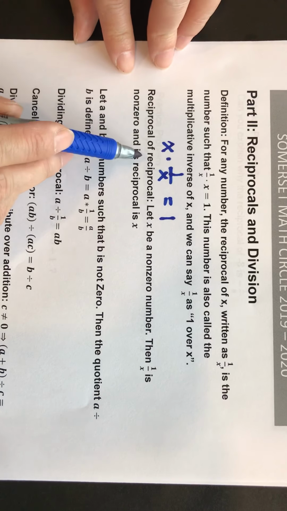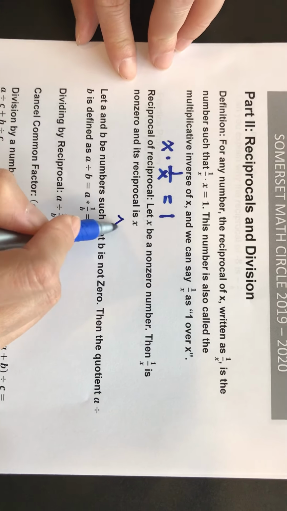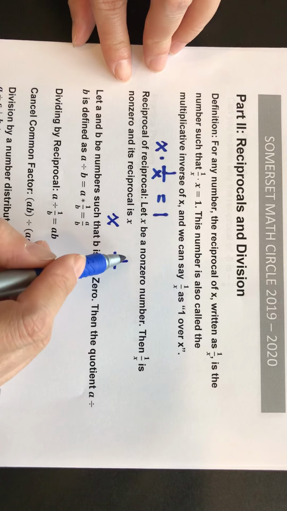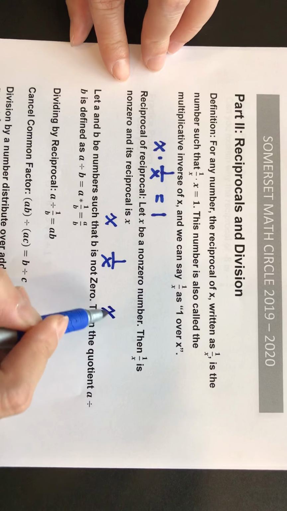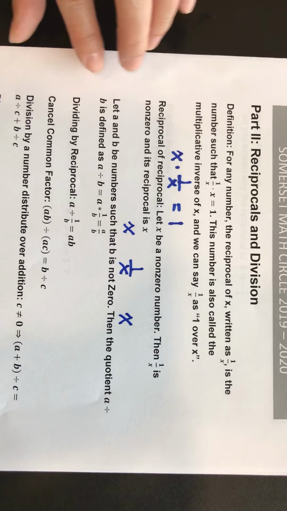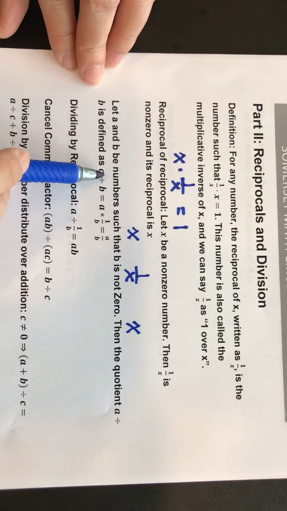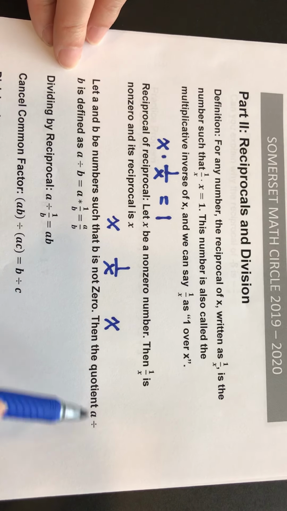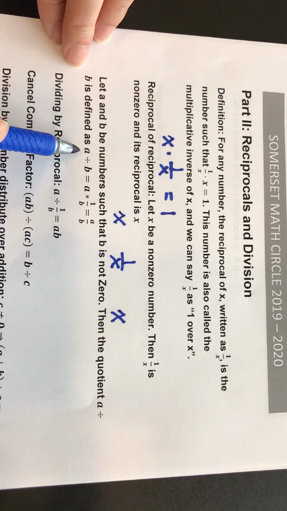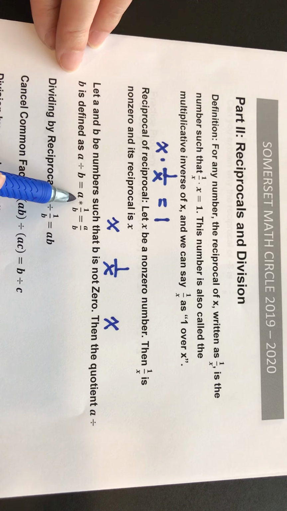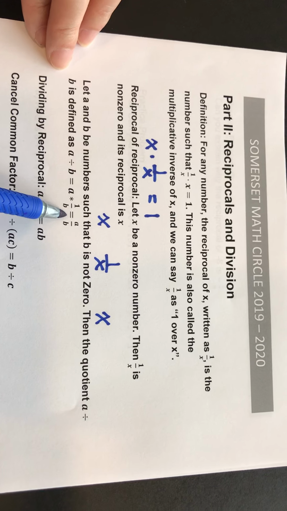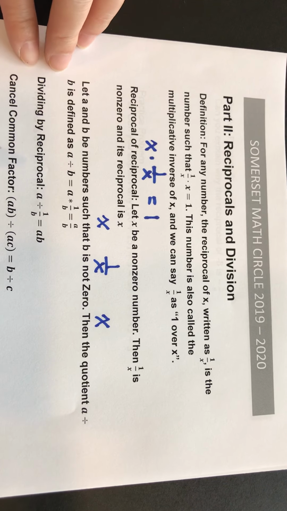The reciprocal of a reciprocal. You have a number, the reciprocal of that is 1 over x, and the reciprocal of the reciprocal goes back to the original number. Let a and b be numbers such that b is not 0. So a divided by b is defined as a multiplied by 1 over b. And a multiplied by 1 over b is essentially a over b.